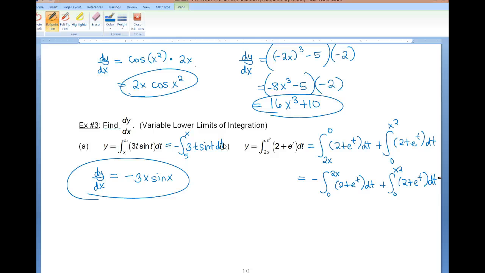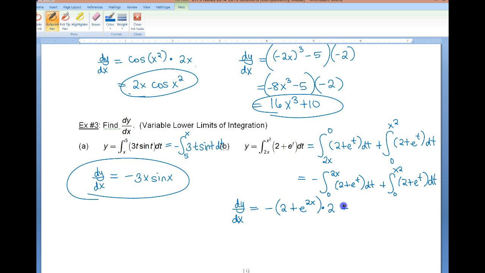It does look like a plus. Now we'll do dy dx. Okay, so the first one, we're going to plug the 2x in for t, but then we have to multiply by 2 for the chain rule. So it's going to look like this. It's going to be negative 2 plus e to the 2x times 2.